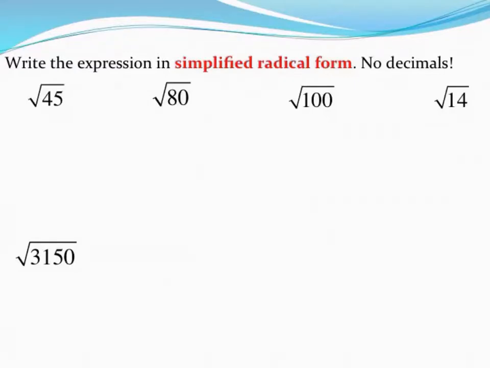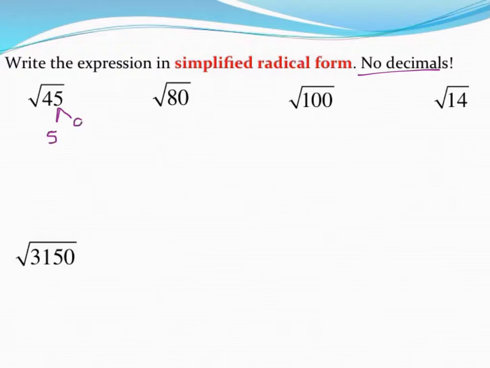The biggest rule when working with simplifying radicals is that we never, ever, ever want to simplify using decimals. So the way that we simplify a radical expression into simplified radical form is what I like to use, a factor tree. So take 45 and break that into any two factors you can think of besides 45 and 1. So 45 could break down into 5 and 9.